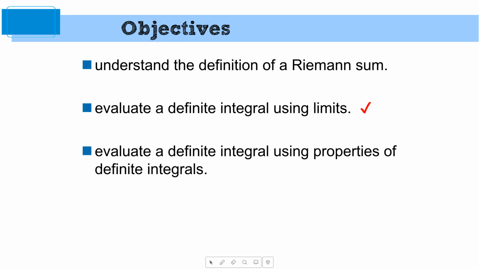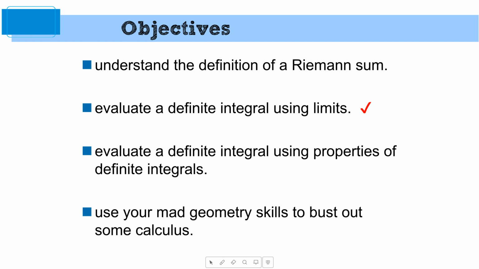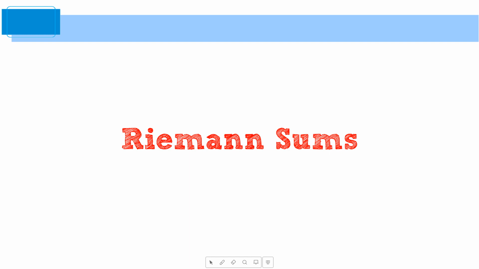We're going to learn about something called a definite integral. We've been doing indefinite integrals, where when you do the antiderivative, you get a family of possible solutions, an infinite number of solutions. We're going to eliminate that and get what's called a definite integral. I'll explain more when we get there. And then, like I said, we're going to use some mad geometry skills to bust out some calculus. Sorry to go street on you there, but that's how I roll.